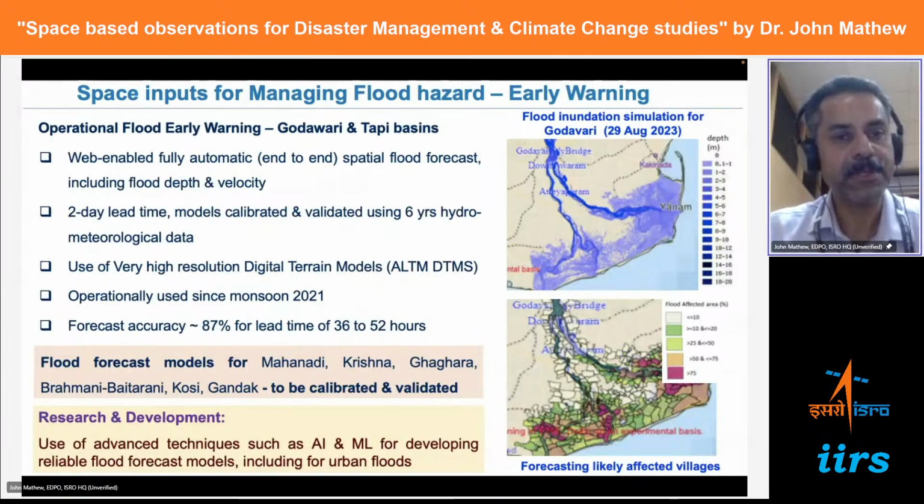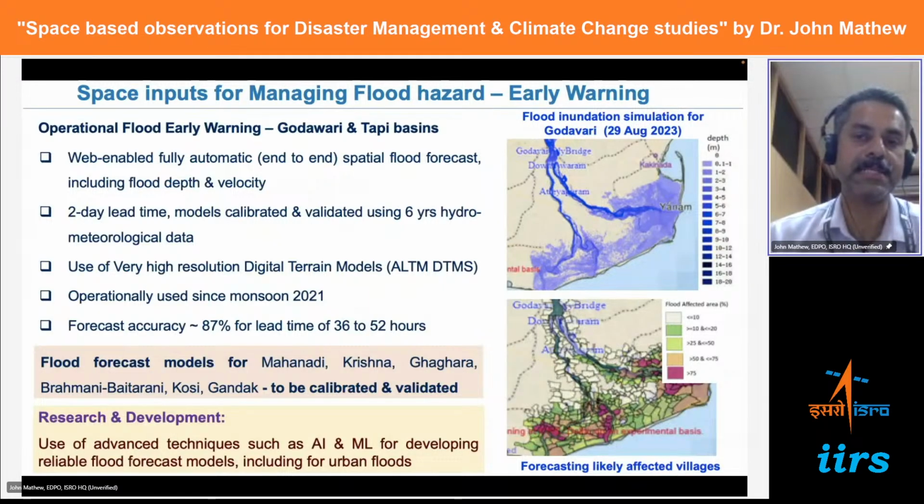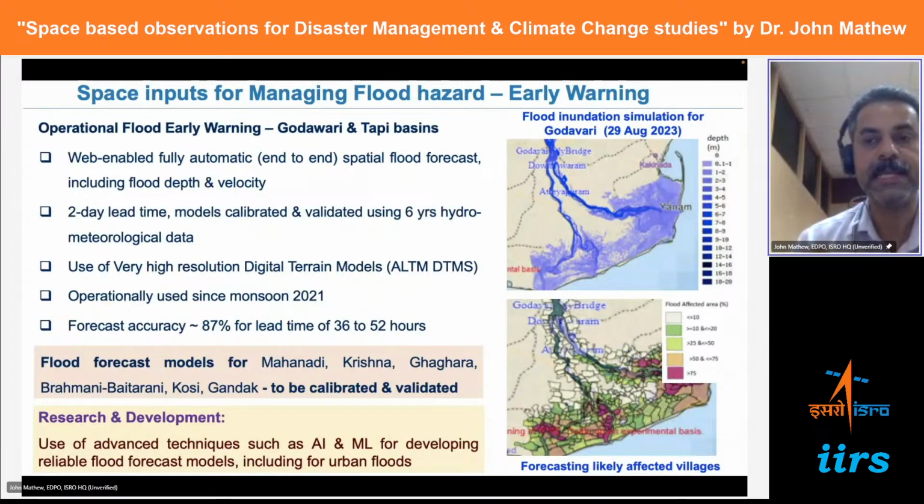helpful. So ISRO has developed something called a spatial flood early warning system for two important river basins. One is the Godavari River and the second is the Tapi River. This development has also used mainly space-based inputs. One important input that has gone into this system is a very high resolution digital elevation model at centimeter level. The advantage is that you can find out which areas are going to be flooded and how much the flood depth is going to be, in advance. So for the next 3 days, the next 72 hours, you will know which areas are going to be flooded. That information you give to the administration, and they can do the necessary evacuation.